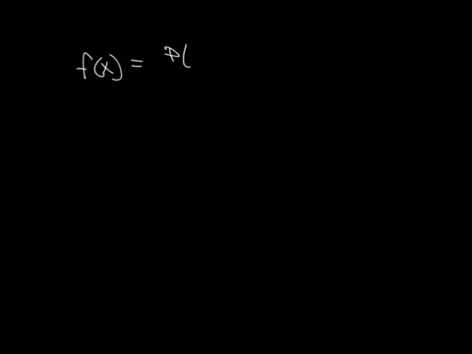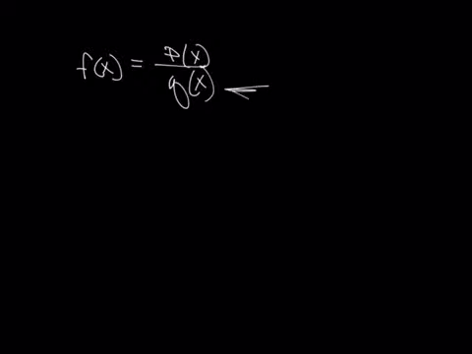So a rational function is a function f that is a quotient of two polynomials. That is, f of x is going to equal polynomial function 1 over polynomial function 2. Okay, and q of x cannot equal 0 because then that would make it undefined, wouldn't it?